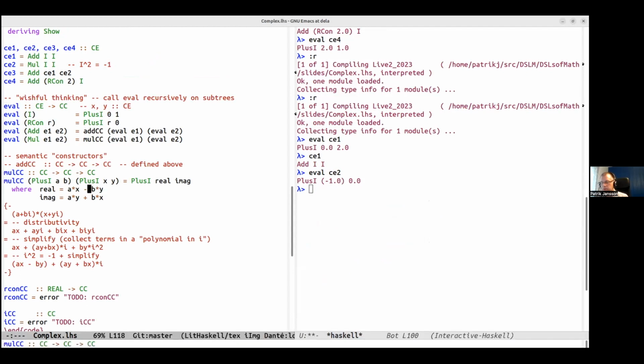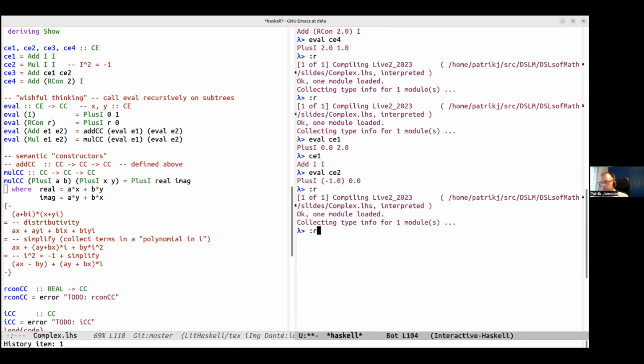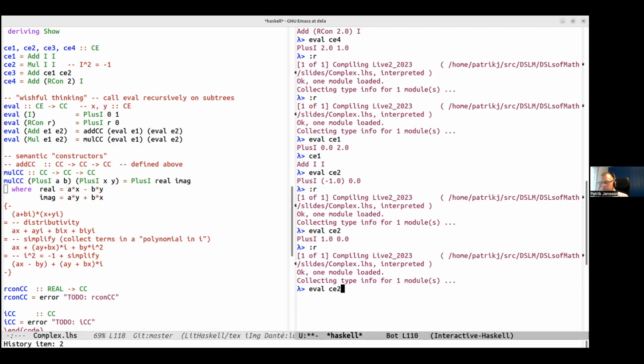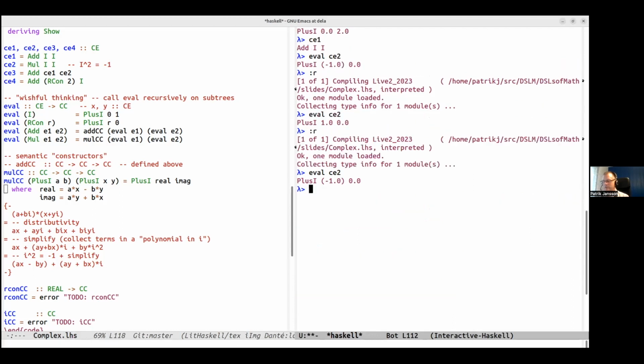Because clearly we could make a mistake. It might be plus here. If we do make that mistake, Haskell will not complain, but it would just do the wrong thing. Now suddenly i squared is equal to +1. That's not good. So Haskell will not do magic. It will not discover what you intended to implement unless you make sufficiently polymorphic types. Okay, so that was CE2.